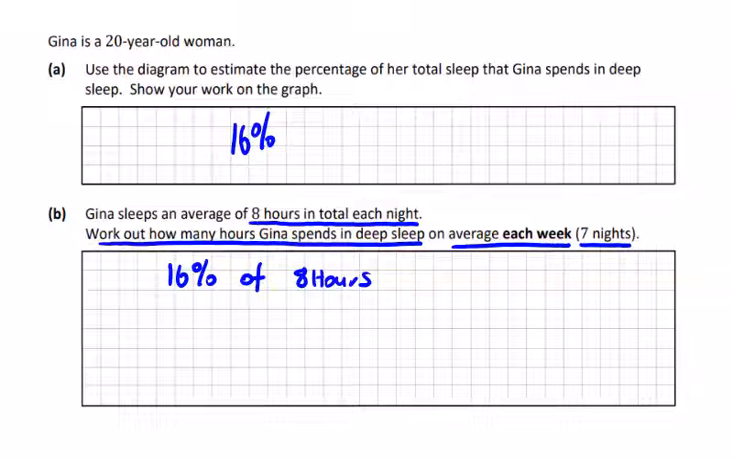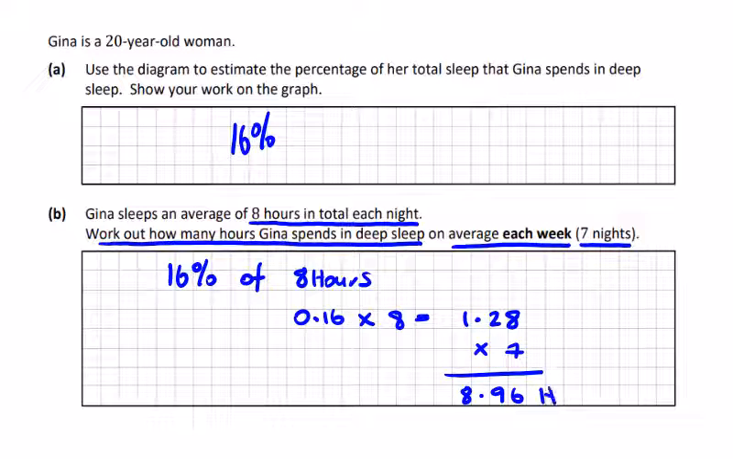That'll tell us how much she spends in deep sleep each night. So that will be 0.16, or just use percentage on your calculator, times 8, which is 80 and 48, 128, so 1.28 hours. Now this isn't in minutes and decimals. And then per week, multiply by 7 on your calculator. Give you 8.96 hours.